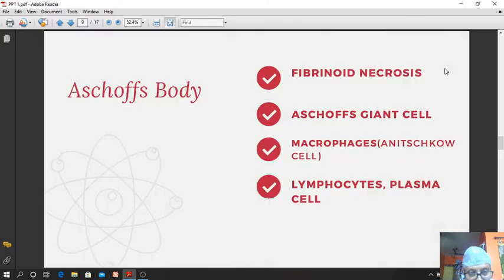So what does Aschoff's granuloma comprise of? One is fibrinoid necrosis, second is Aschoff's giant cell, third is macrophages, that is Anitschkow cell, fourth is lymphocytes and plasma cell. So this is equivalent to a tuberculous granuloma, where there are also epithelioid cells or macrophages, giant cell and necrosis.